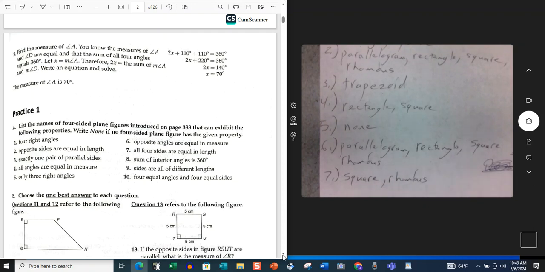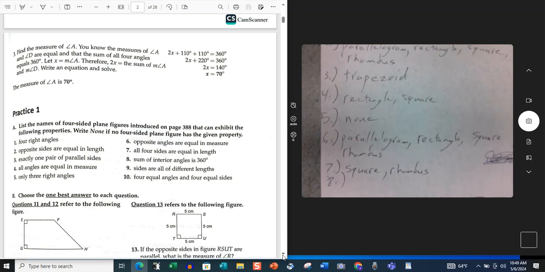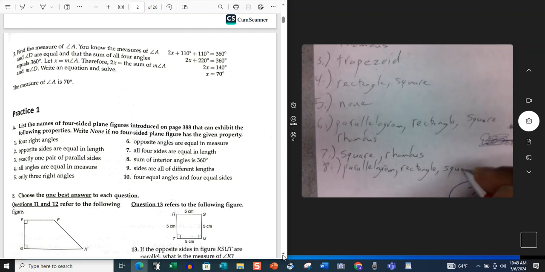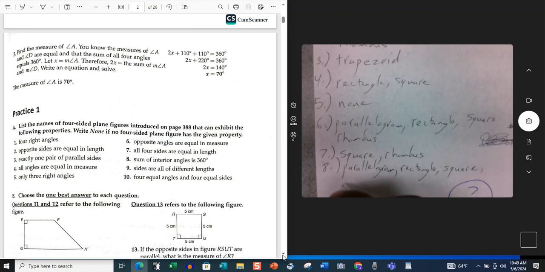Okay, if you read their definitions on the previous page, it will tell you that. Okay, number 8. It says the sum of the interior angles is 360. So basically, that's all of them. So it's a parallelogram, the rectangle, square, rhombus, and the trapezoid.